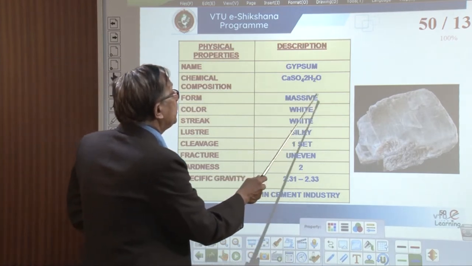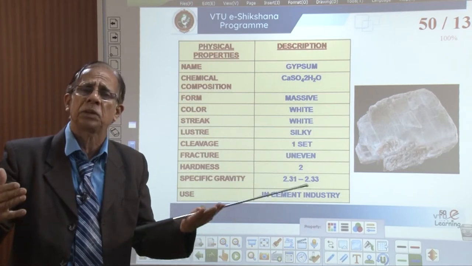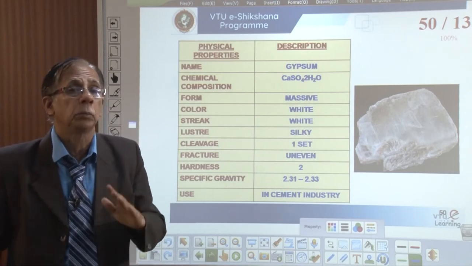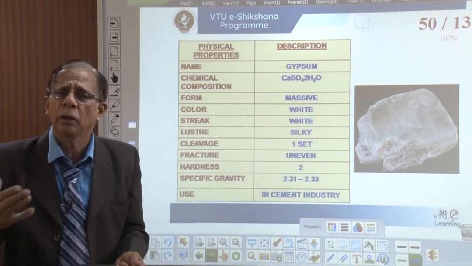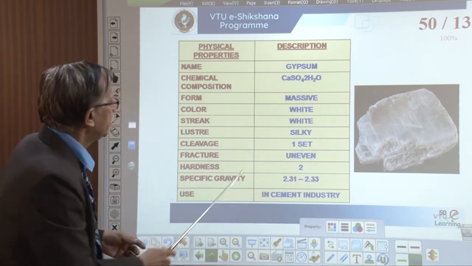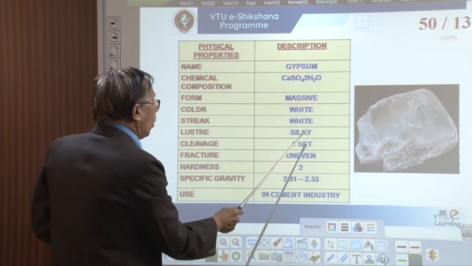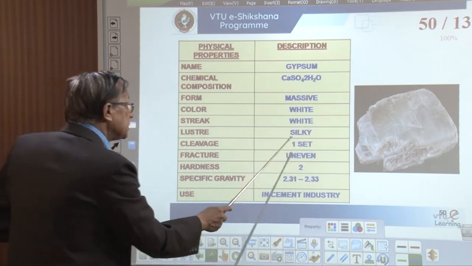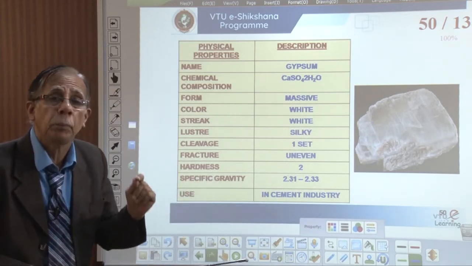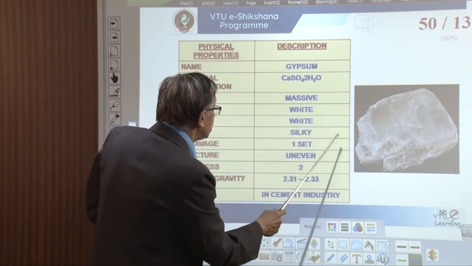It is available in a massive form. Massive form means it does not have any regular shape. Rarely it may have a tabular habit, but more commonly an irregular shape. They do not have a definite shape, so we call it massive. It is generally white in color. Streak is also white. Luster is silky, but more often sub-pearly also. So, sub-pearly to silky luster.